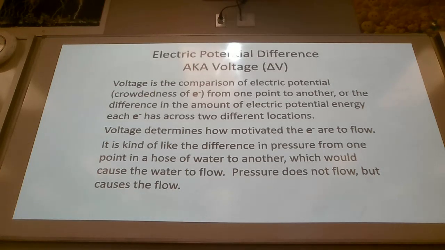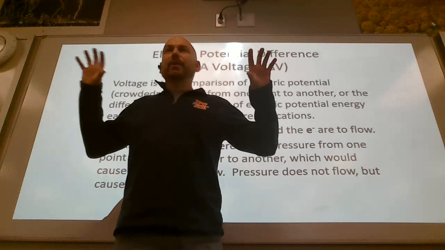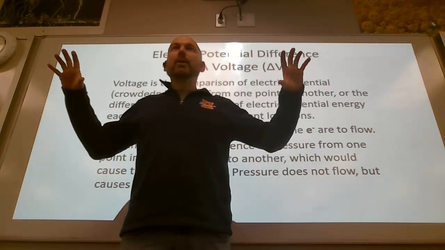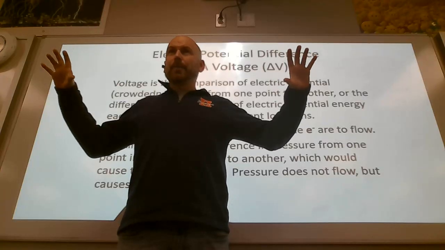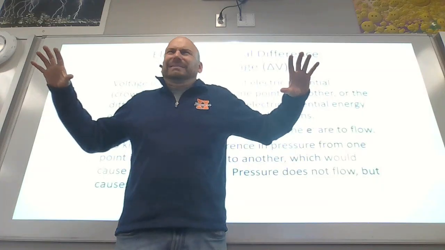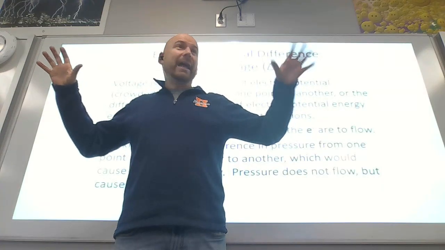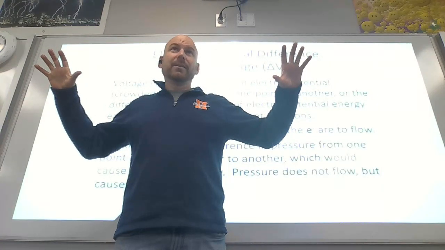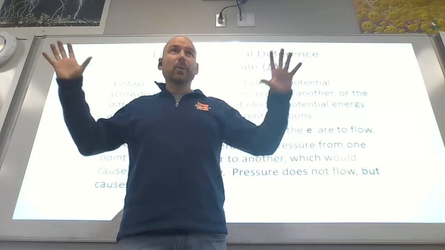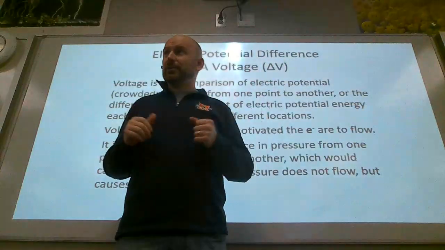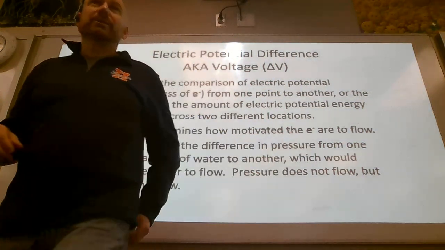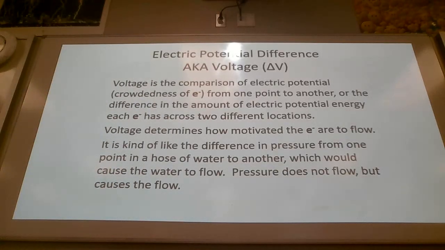If you had a pipe that had 100 psi over here and 100 psi over here, which way is the water going to go? Nowhere. But if you had 100 here and 40 here, then all of a sudden it's motivated to go from high pressure to low pressure. Good with that? Okay, that's voltage. It's the difference in pressure.